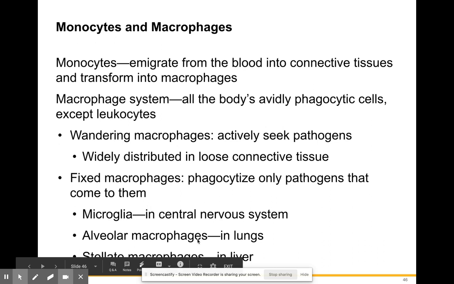Alveolar macrophages, these are going to be macrophages found in the lungs. Alveolar refers to the alveolar air sacs in the lungs. And stellate macrophages are going to be macrophages in the liver. So if things enter the liver that need to be taken care of or phagocytized, the stellate macrophages take care of those.